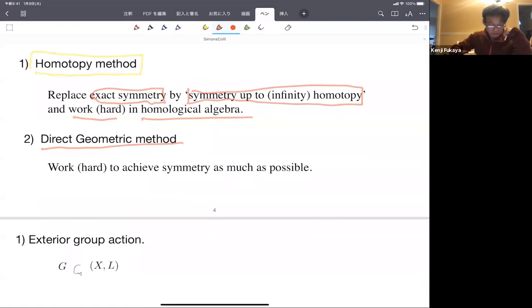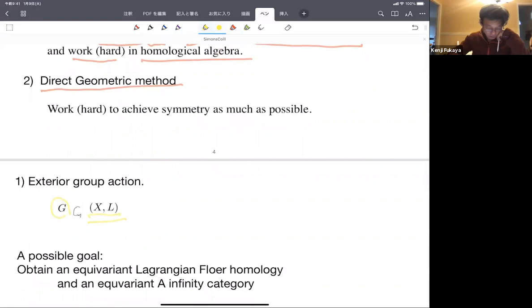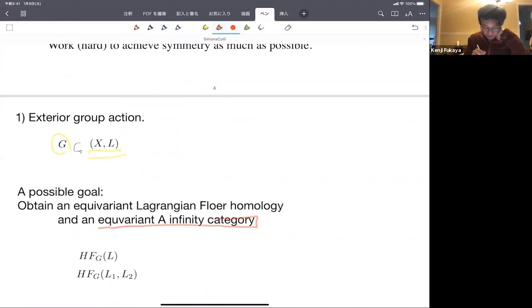So let me recall the situation. We have this Lie group G, which acts on a symplectic manifold X with a Lagrangian submanifold. And the goal is to obtain this equivariant infinity category, whose objects are equivariant Lagrangians, and all this infinity structure is, in a sense, equivariant.